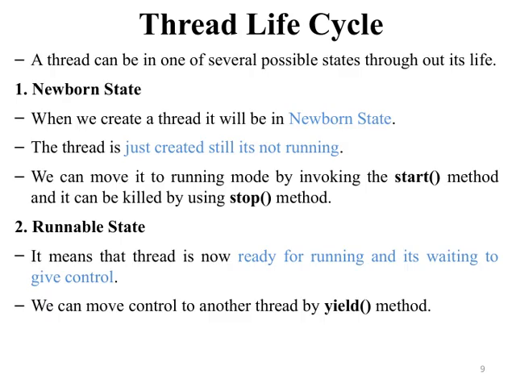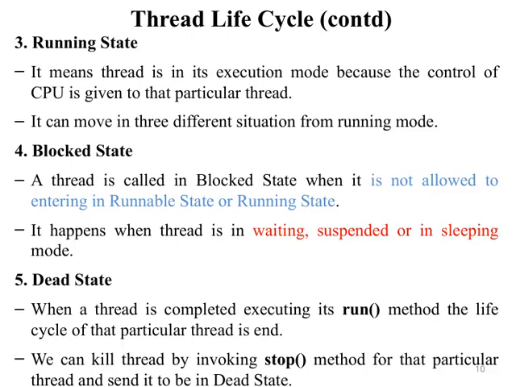Understanding these states helps us write more efficient and predictable multi-threaded applications. Now let's continue exploring the thread lifecycle, focusing on the running state. When a thread is in the running state, it means it's actively executing its task because the CPU is currently allocated to it. Think of it as the thread being in the driver's seat, controlling what happens next.